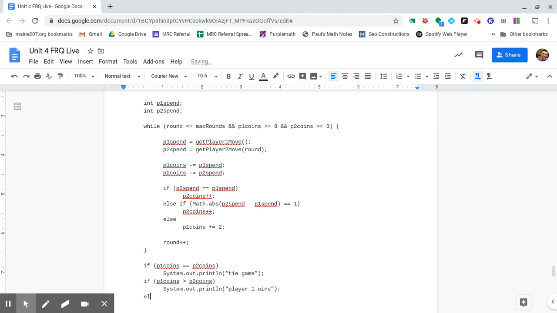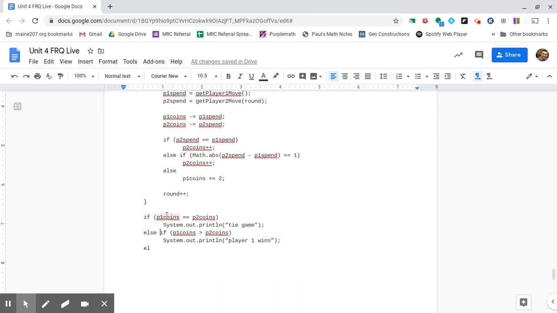Lastly, else if, okay, if P1 equals P2, tie game. Otherwise, if P1 is greater than P2, then player 1 wins. And then last thing, just else. And that should be the end of our program, okay?